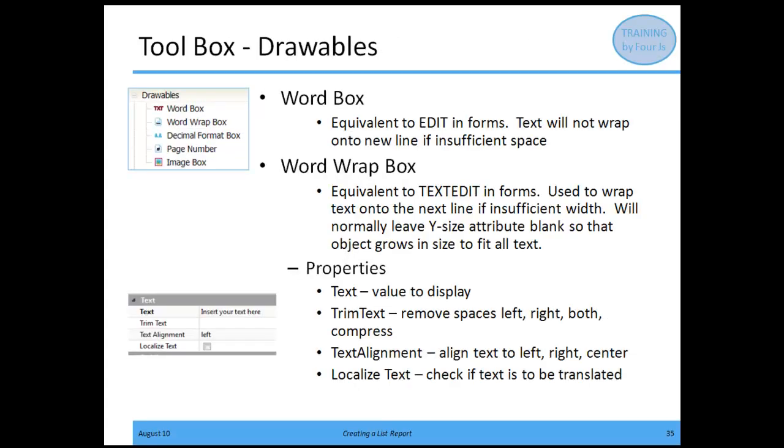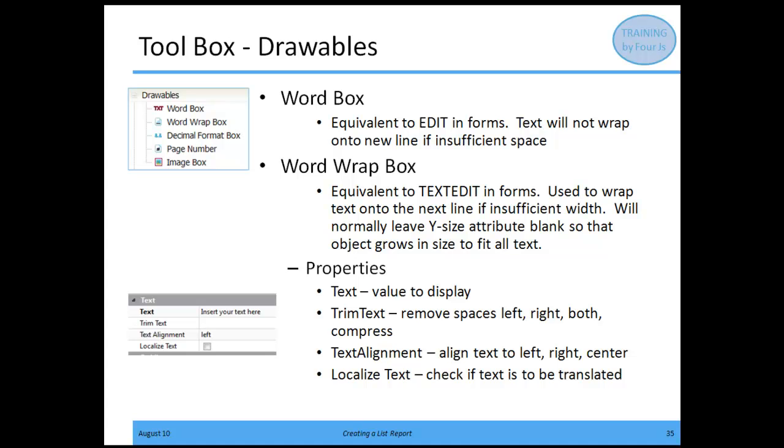So once you have your containers on a page, it's then time to put in what we call drawables, or to put in business graphs, or to put in references, or to put in barcodes. We're going to start by looking at the section drawables. Now, the drawables, we have 5 items in there. The first being a word box. This is equivalent to an edit in the form. The text is not going to wrap into a new line if it's insufficient space. You're giving us a box area where we can put text into it.